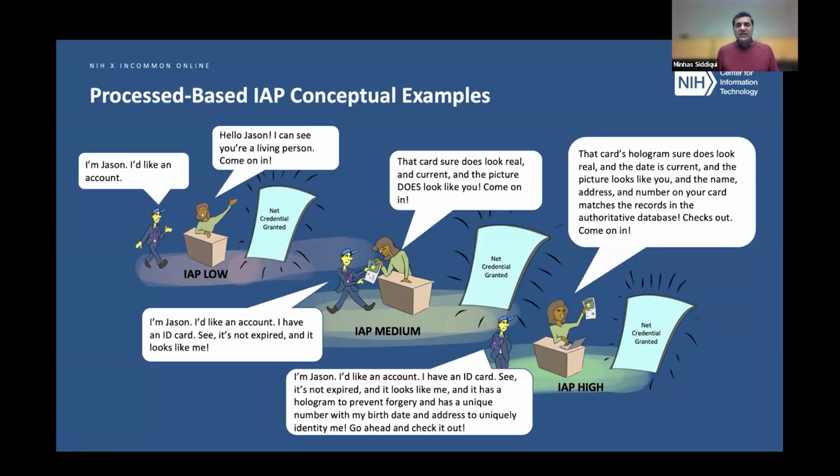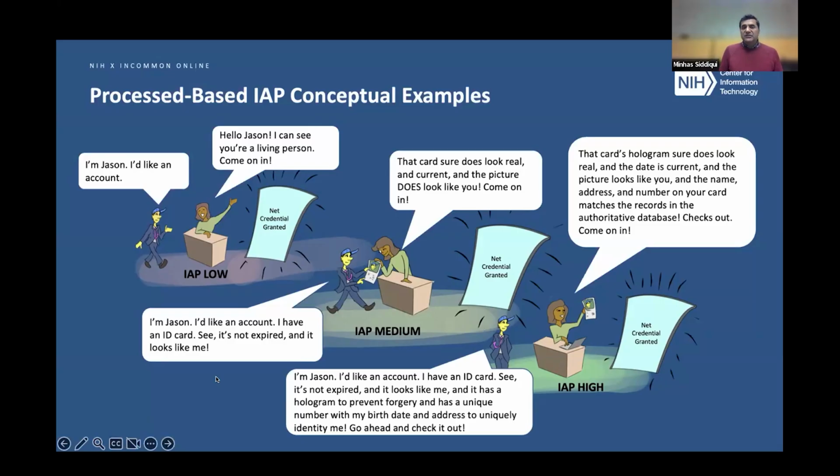And then finally, IAP high, which is what NIH requires, is the most rigorous process. The identity information provided by Jason is additionally validated against an authoritative database. And this establishes the very highest level of confidence that the person is who they claim to be.